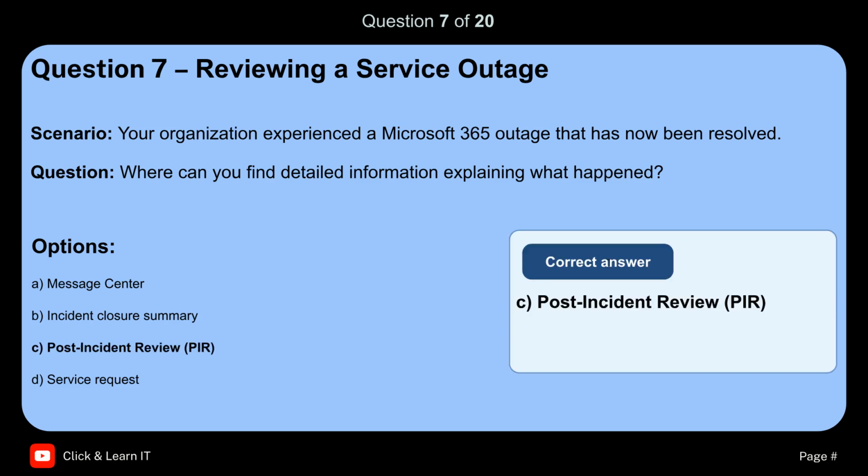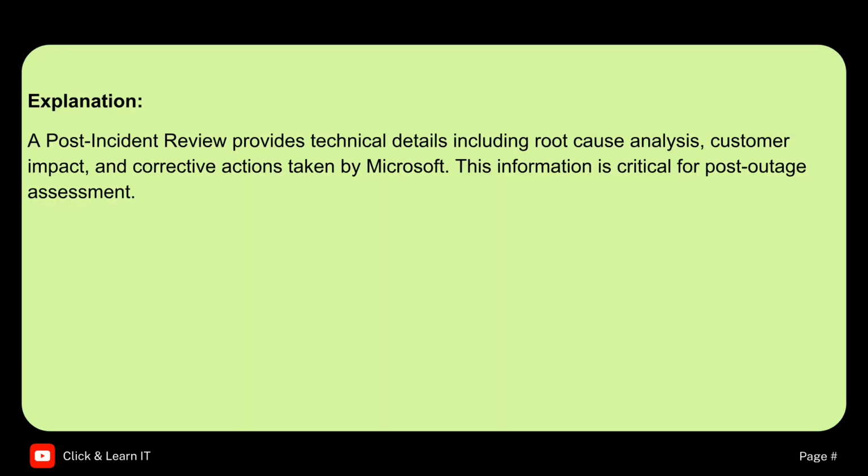The correct answer is C, Post-Incident Review or PIR. A post-incident review provides technical details including root cause analysis, customer impact, and corrective actions taken by Microsoft. This information is critical for post-outage assessment.